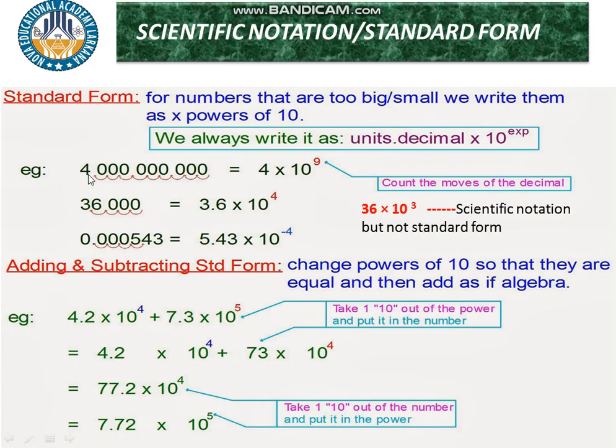Next, standard form, again scientific notation. Again 4,000,000,000, we are going to express this. Again 3, 3, 6, 6 and 9, so it will be 4 into 10 power 9. This is a standard form.